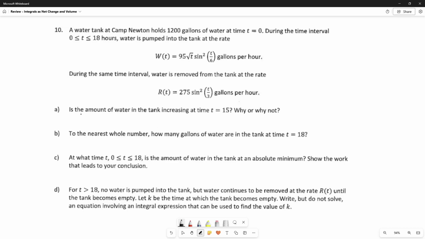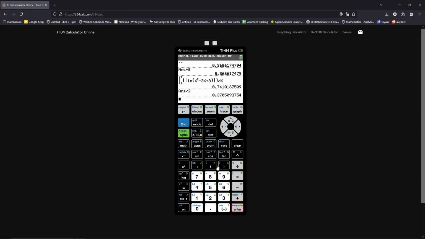Part A says, is the amount of water in the tank increasing at time t equals 15? Why or why not? To find if it's increasing, we need to see if the rate at which water is being pumped into the tank is more than the rate at which it is being removed from the tank. So W of 15 is greater than R of 15. First, we need to find W of 15, and we can use our calculator for this.